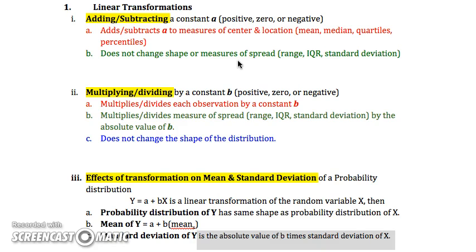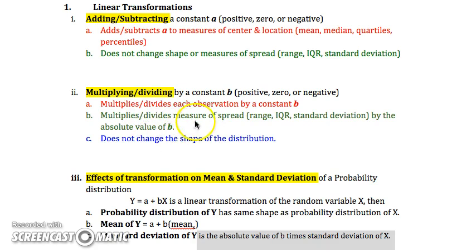Multiplying and dividing. Multiplies and divides each observation by that number. It also multiplies the spread. So by multiplying by a number bigger than 1, the spread increases. By a number smaller than 1, it decreases. Remember, spread is measured by the IQR, standard deviation, and the range. Dividing is like multiplying by a number less than 1.